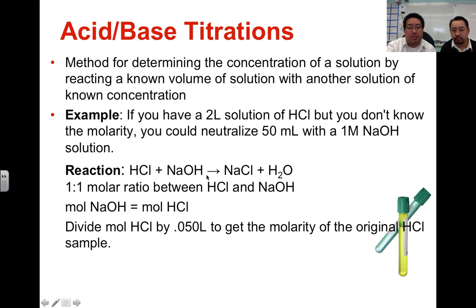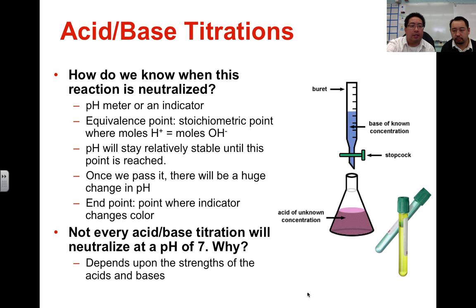So if we look at the neutralization reaction between HCl and NaOH, notice that there's a 1-to-1 molar ratio. So if I know how many moles of NaOH I added, I know that's equal to the same number of moles of hydrochloric acid. Right. Once I know the moles of NaOH, I can figure out the moles of HCl, and I can divide that by the original volume of our hydrochloric acid, and that'll give me the molarity of the original solution. That's basically what we're doing.